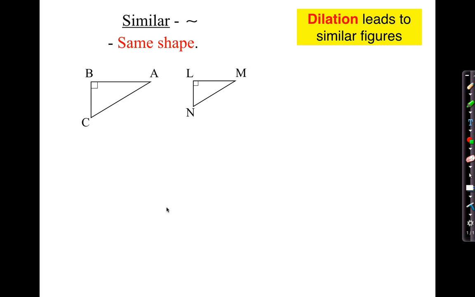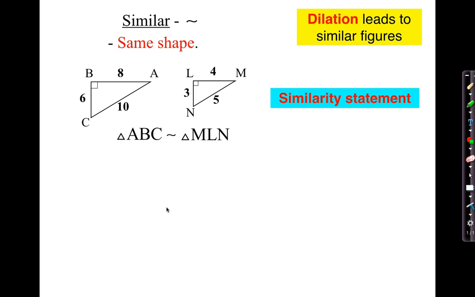Dilation leads to something else. It actually leads to a similar figure, which is slightly different. The symbol we use for similar looks something like this. It looks like the approximation symbol with only one squiggle. Similar means it's the same shape. Here you'll notice they're exactly the same shape. More so, we can prove that they are similar by showing that the sides are proportional to one another. So here is your similarity statement. It's close to how you would write a congruent statement, except you use the similar symbol instead of the congruent symbol.